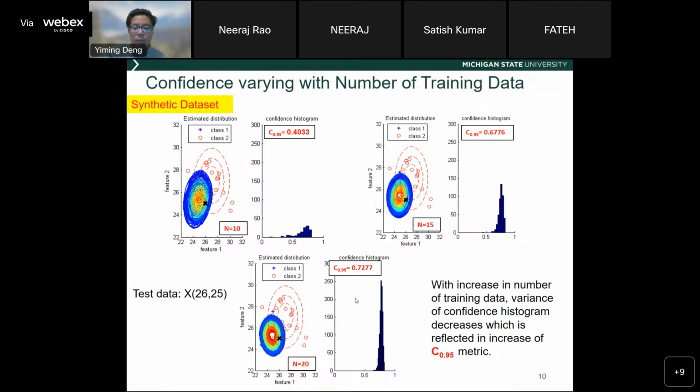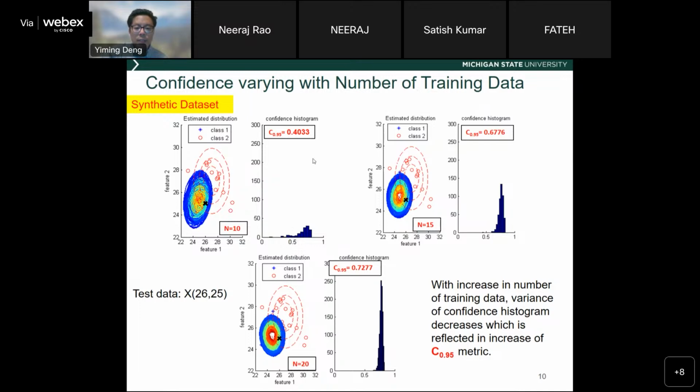And when you look at this confidence measure C.95, here, here, and here, this number will become more and more close to 1. We define this as a confidence metric, meaning we are more and more confident. So this confidence metric is proportional to the number of data points by this definition. In other words, with the increase in the number of training data, the variance of the confidence histogram decreases, which is reflected in the increase of the C.95 metric. And this is a very clever definition.